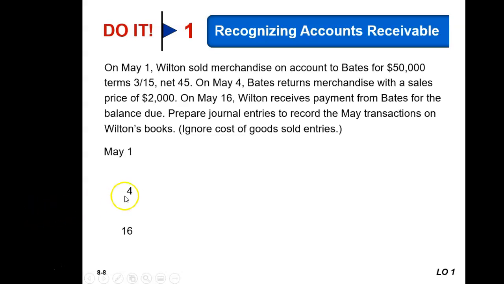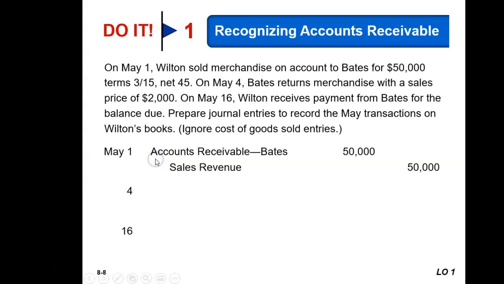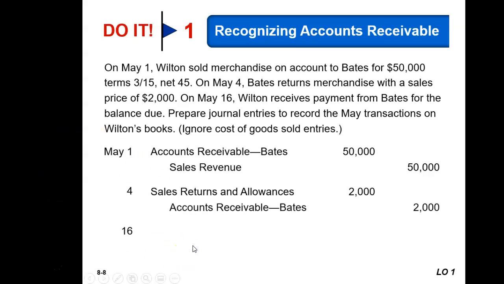All right. So on May 1st, we're going to first record the actual sales transaction. So we debit accounts receivable, credit sales revenue in the amount of $50,000. Then on May 4th, we record the return of the merchandise with a value of $2,000. You would debit the contra revenue account, sales returns and allowances, for $2,000 and credit accounts receivable for $2,000.